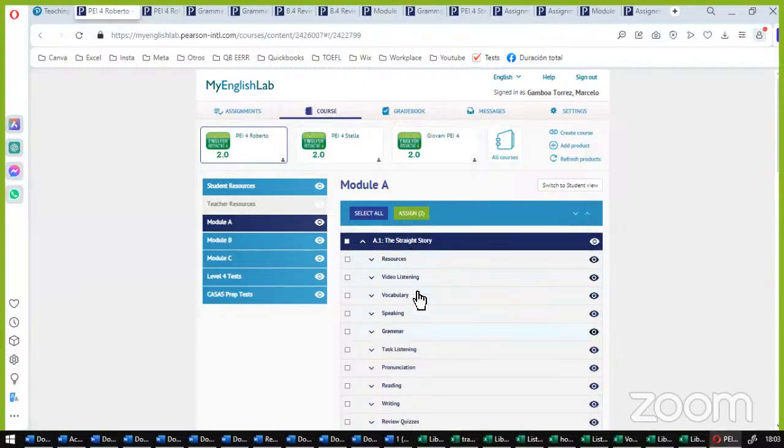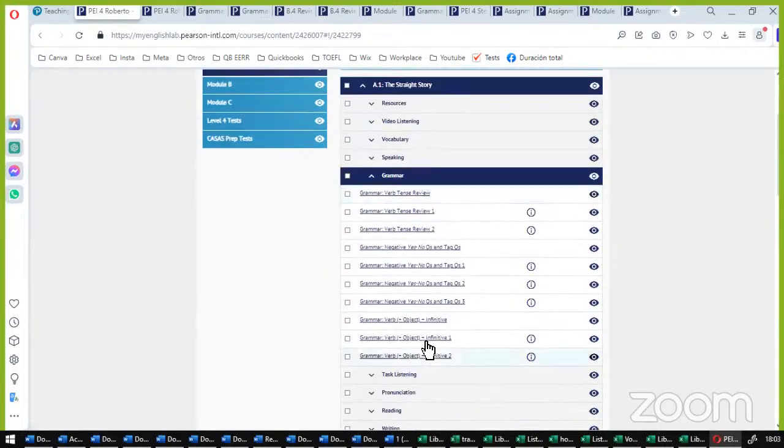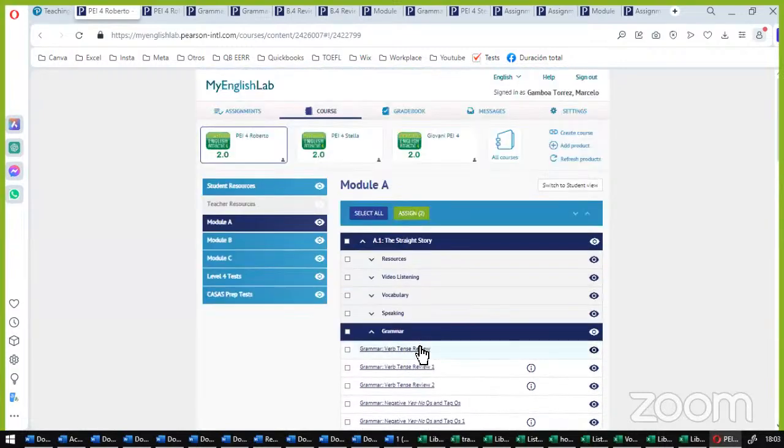We were in the verb tense review. Oh, this is homework already.